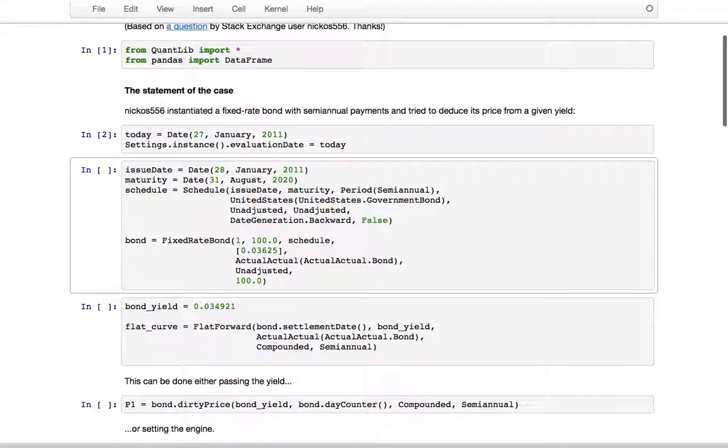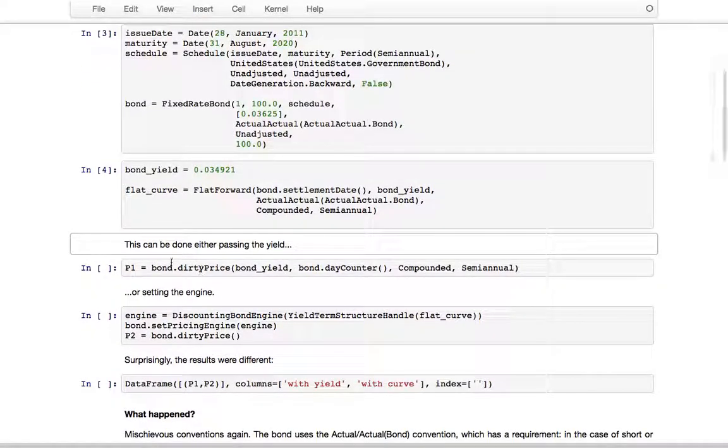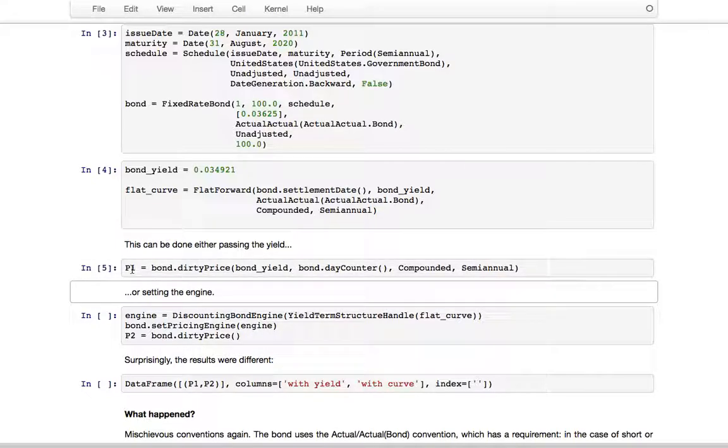We have a fixed rate bond, with semi-annual payments, so you can see that here, and all its several conventions. The problem here was trying to calculate the price of the bond based on a given yield. There are two ways we can do that in the library. One is to ask the bond for its price, passing the yield explicitly. So we are passing the yield which should be used for calculation, and this gives us P1.